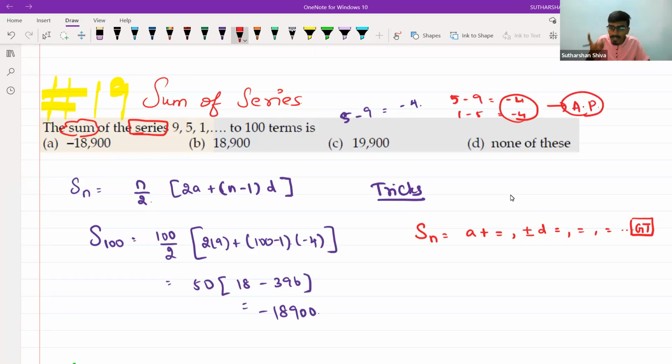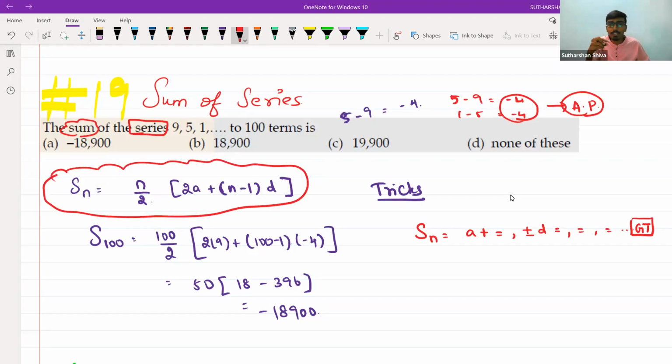When I identify it is in AP, I will use this formula. Sum of series is equal to n by 2 into 2a plus n minus 1 into d. This is the actual method. If you remember the formula, you can apply this method. Okay, so S100 is equal to 100 by 2. A, I will take my first value 9 and I will take the common difference as minus 4. N is my 100.